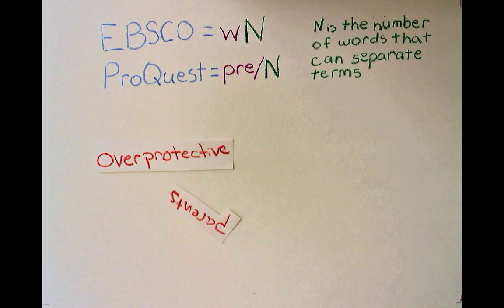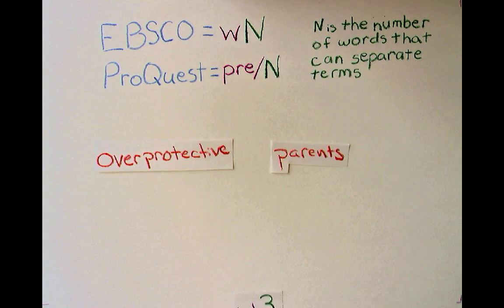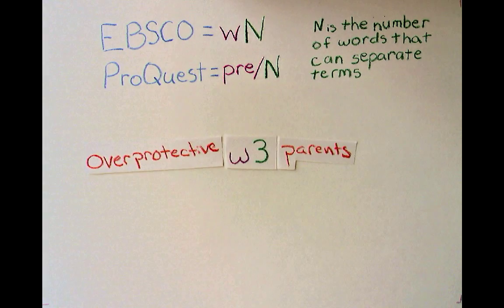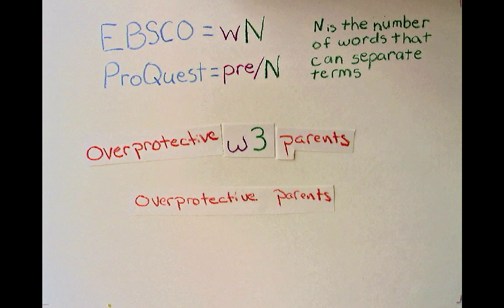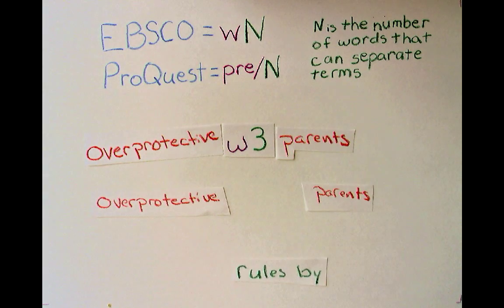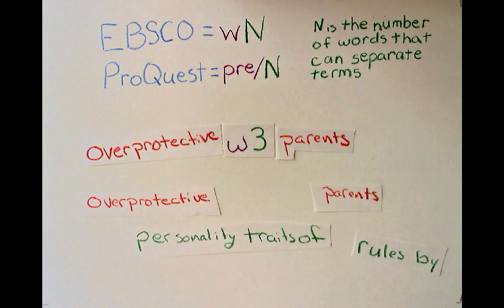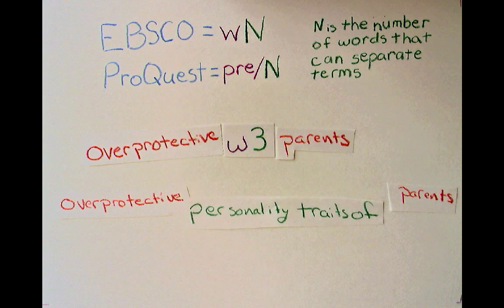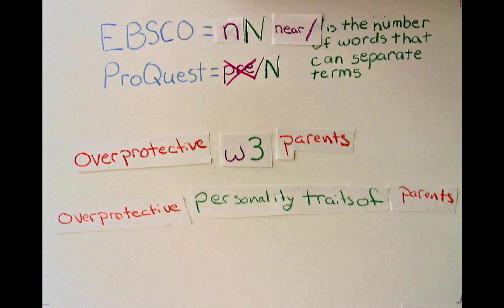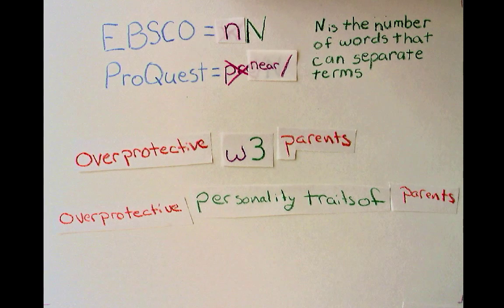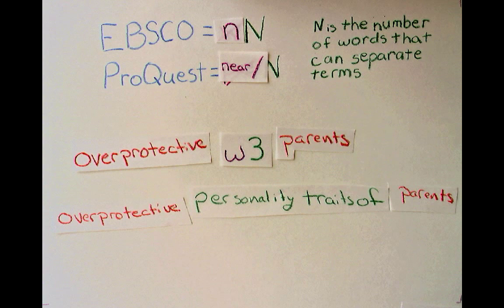So using EBSCOhost's WN proximity operator, you script the search term overprotective W3 parents to retrieve texts that say overprotective parents, overprotective rules by parents, overprotective personality traits of parents, and so on. Now, sometimes you want to retrieve phrases in which order doesn't matter. For that, EBSCOhost uses NN and ProQuest uses near/n. Now you can grab the terms in any order so long as they are within a certain number of words.